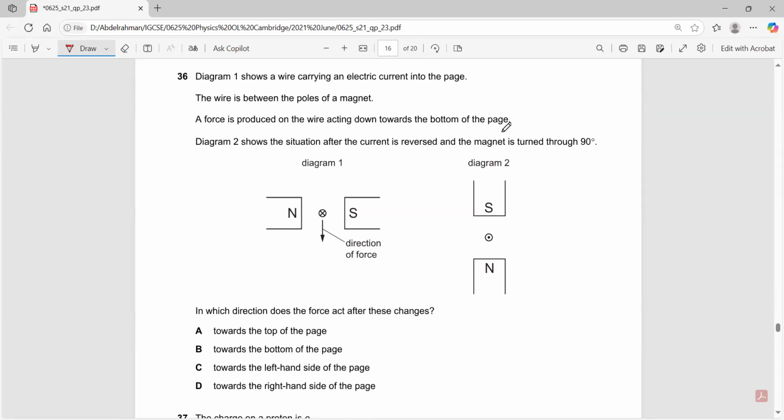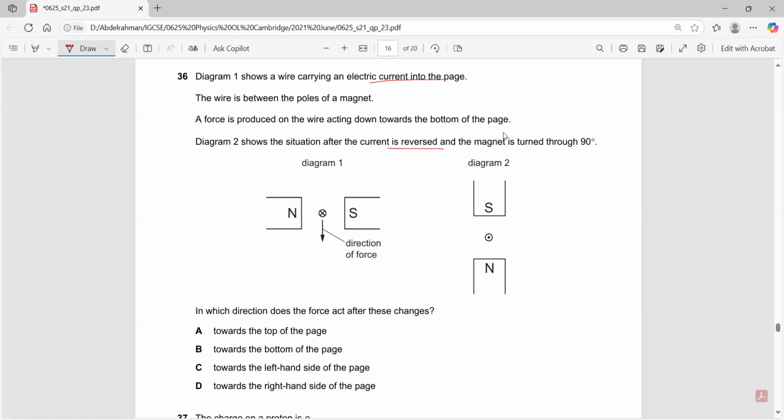Diagram 1 shows a wire carrying an electric current. The wire is between the poles of a magnet. In which direction does the force act after these changes? So we had the direction of the force and the current. You need to carefully figure out what happened. First of all, in diagram 1, you had the current into the page. In diagram 2, the current has been reversed, so it's out of the page, right? The current is now out of the page.